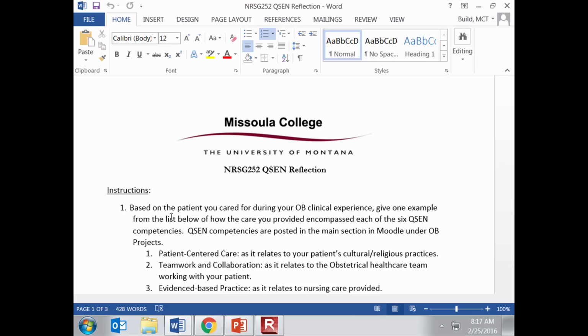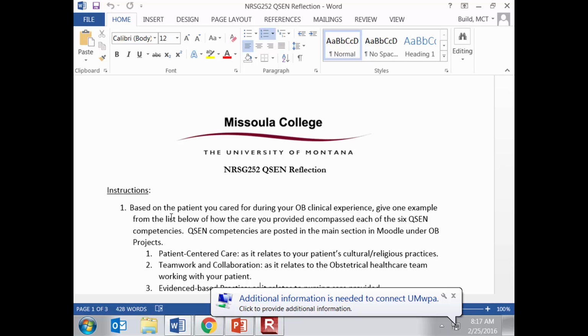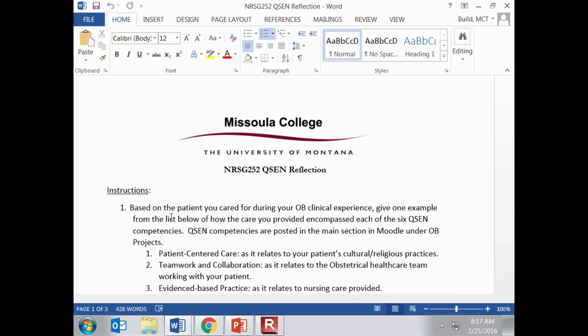So I don't want you just to pick patient-centered care and write me a paper. I want you to tell me how your care addressed each one of these issues. And for some of them, like patient-centered care as it relates to your patient's cultural and religious practices, there may not be something very specific. They could just be a good old mountain man, or woman, with nothing. But most people have something, even if it's not a Hispanic or Asian cultural practice. Maybe it's an interracial culture thing. Maybe it's a gay or lesbian couple thing.